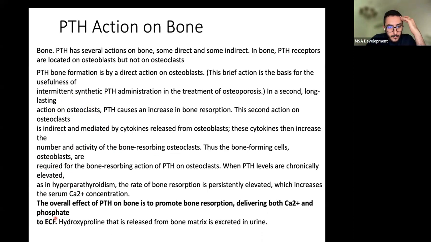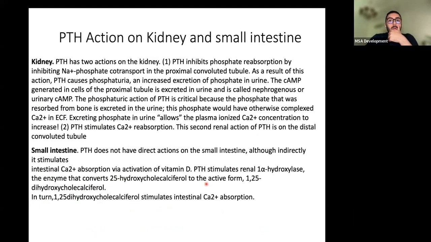Okay, that's it. The overall effect of PTH on bone is to promote bone resorption, delivering both calcium and phosphate to extracellular fluid, and that's it, okay? Now, on kidneys and small intestine. On kidneys, I said we have two major effects. The first one is that it inhibits phosphate reabsorption by inhibiting the sodium phosphate co-transporter, the one I showed you in the figure, and I explained the whole process of cyclic AMP, with adenylyl cyclase converting ATP to cyclic AMP. And by the way, the excess cyclic AMP will be secreted in the urine.